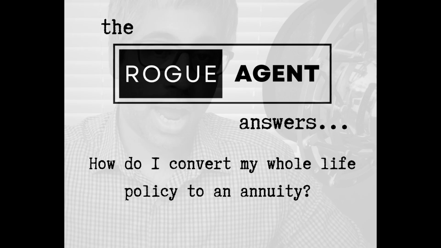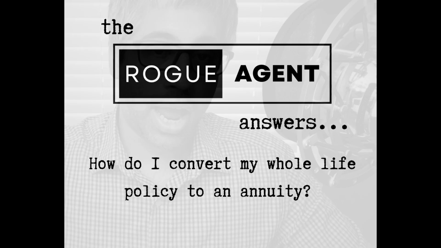Let's see what we got here. Okay, so how do I convert my whole life policy to an annuity? All right, this sounds kind of like a follow-up to last week's question. The answer is that basically you get a quote from the life insurance company about annuitization. And then you sign some paperwork, and then if you're happy with the annuity quote, then you convert it and you take your income and live happily ever after.